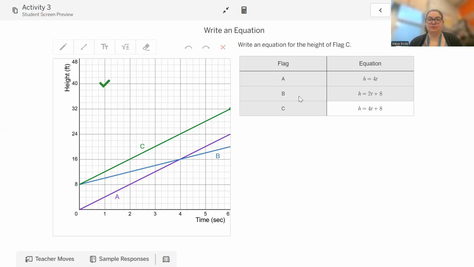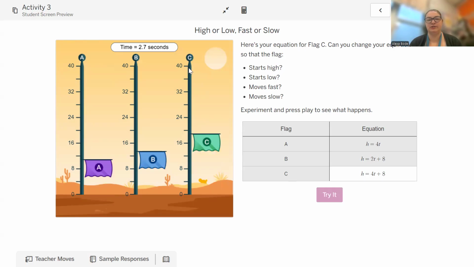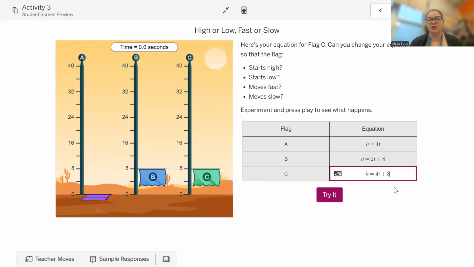Okay. So here's the equation for flag C. Can you change your equation so that the flag starts high, starts low, moves fast, moves slow? So here you guys are going to experiment. I'm going to give you time to experiment on this one. But you're going to change the equation. So here's what it originally gave us with the original graph. Can we have this so that it starts high? If we want it to start high, we have to change the constant. If we want it to start lower, again, we want to change the constant.